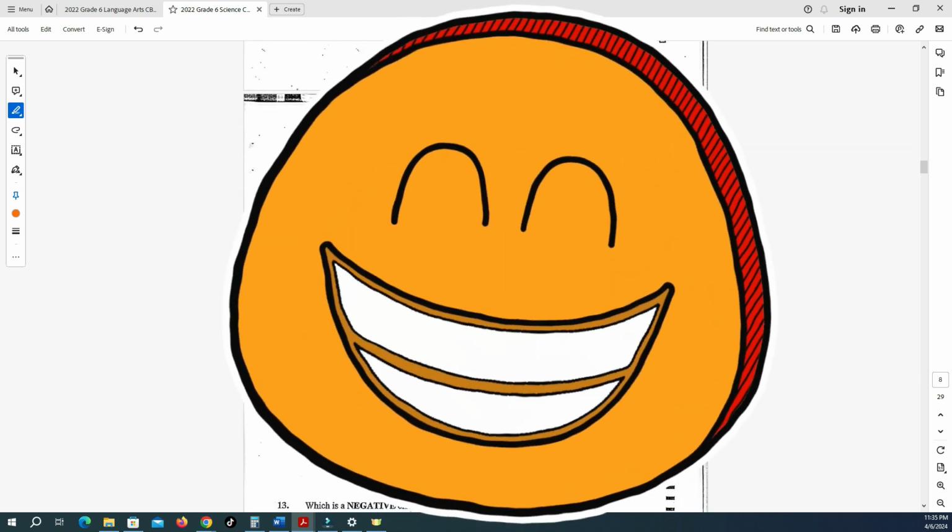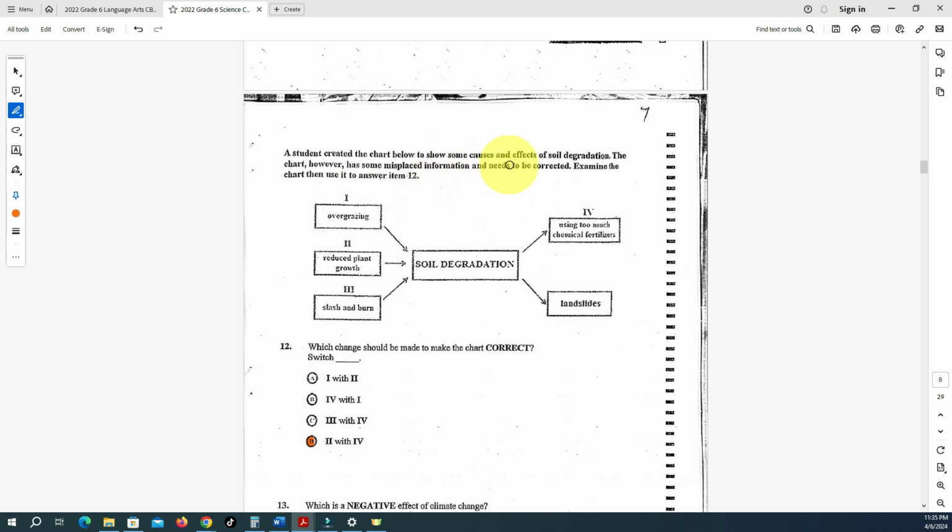All right. A student created a chart below to show some causes and effects of soil degradation. The chart, however, has some misplaced information and needs to be corrected. Examine the chart, then use it to answer item 12. So I'm looking at this, I see overgrazing, reduced plant growth, and I see slash and burn. This is not adding up because overgrazing, I know that's definitely an input when you're doing something. Reduced plant growth is after you have done something. Slash and burn is you doing something.